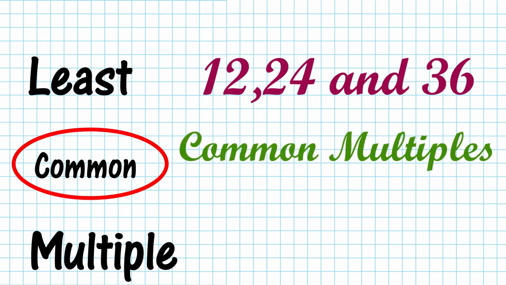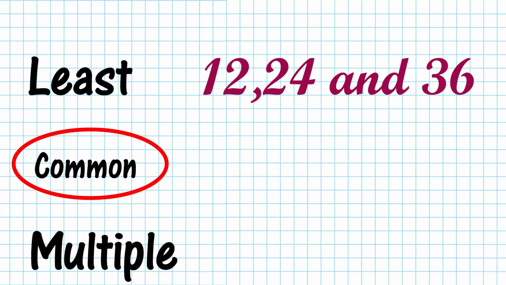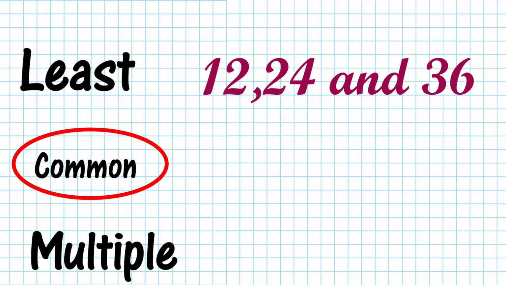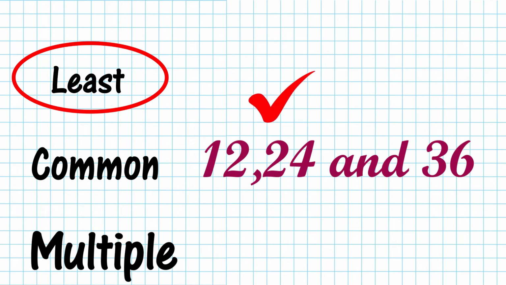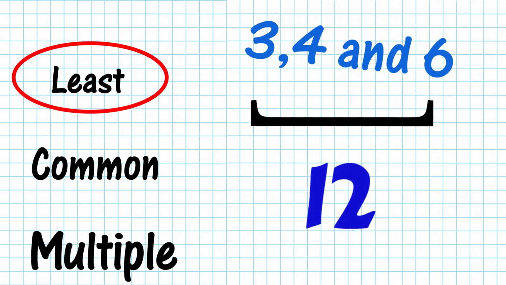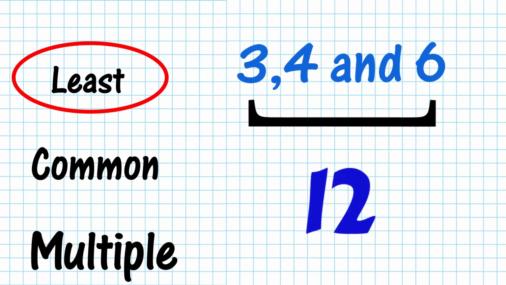At this stage, we have understood two words. One is multiple and the other is common. On to the last word, least or lowest. So, amongst all the common multiples, can you identify which one is the smallest? Yes, right. 12 is the smallest of all. So, the least or lowest common multiple of 3, 4 and 6 will be 12.